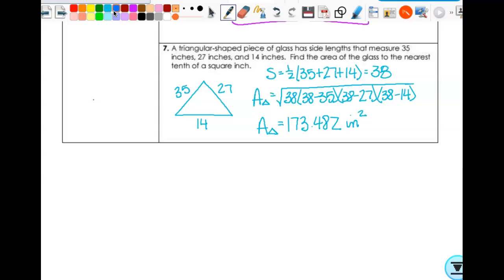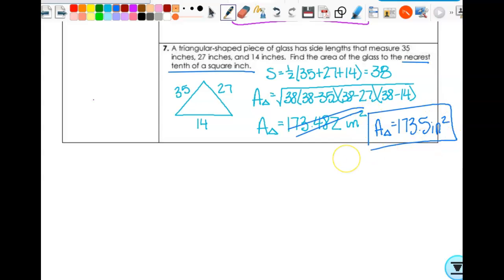So that's what I got. Do you agree with me? Yes. What if I were to tell you my answer isn't right? It says, find the area of the glass to the nearest tenth of a square inch. So my answer is area of the triangle equals 173.5 inches squared. It is 3 decimal places unless you are told otherwise. You have to read it and know when to round how. What questions do you have? Anything?